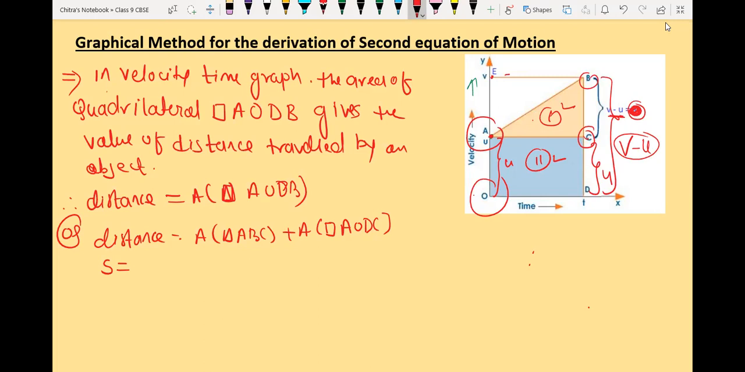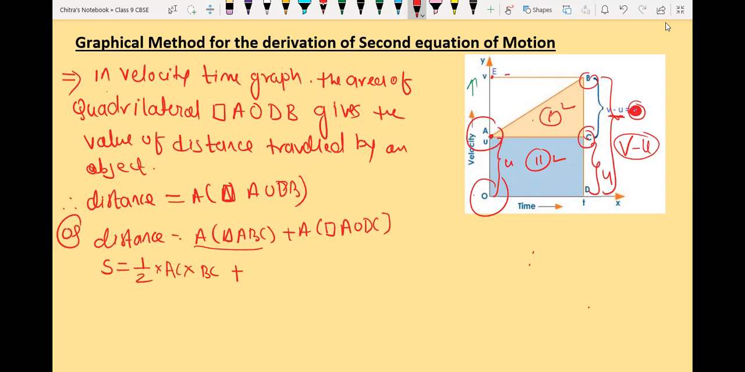So now distance S equals area of triangle. We know the formula for the area of a triangle: half into base into height. So I'm writing S equals half into base. What is the base? It is AC. And height is BC. Plus we have the area of quadrilateral.